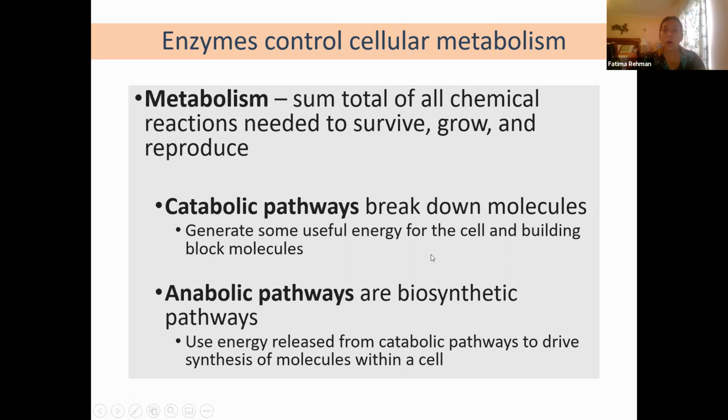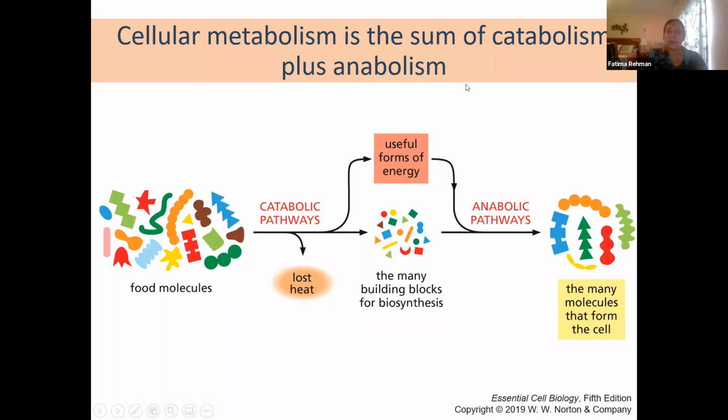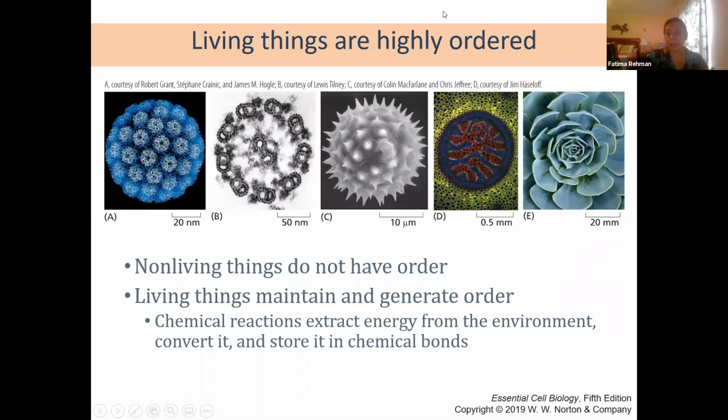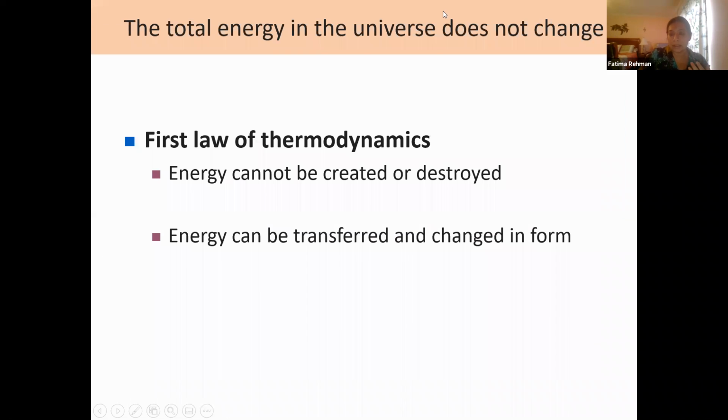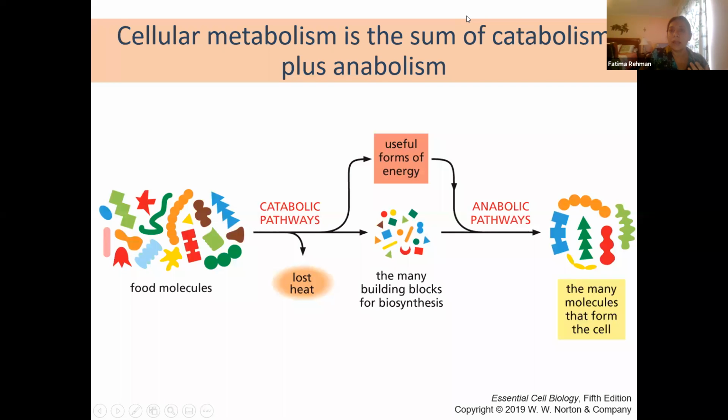So the overall metabolism is going to be looking at the sum of these two sets of reactions. So cell metabolism at the end of the day, like I said, is the sum of those catabolic and anabolic reactions.